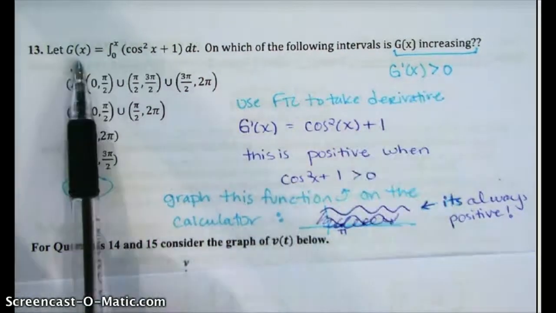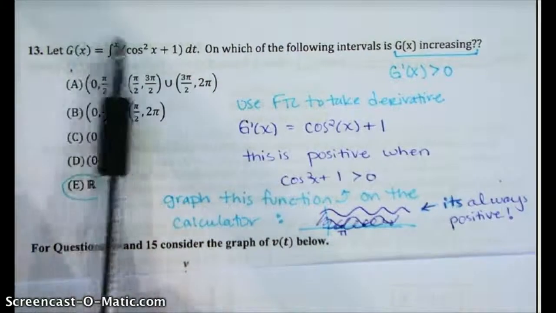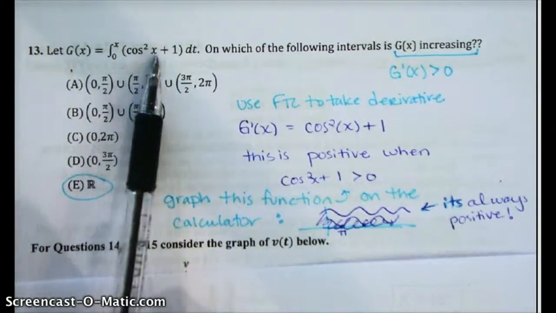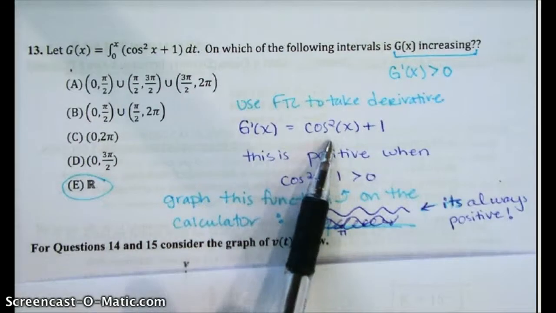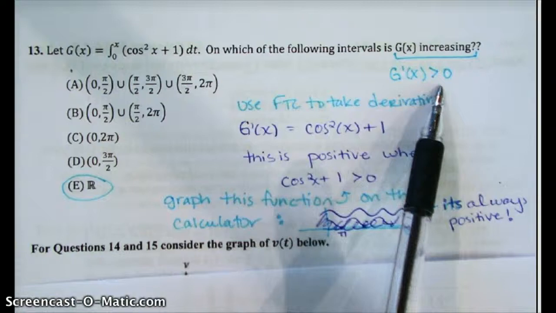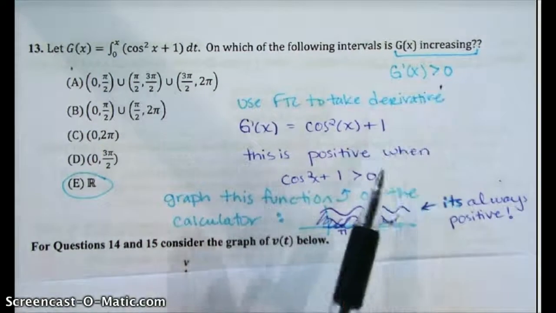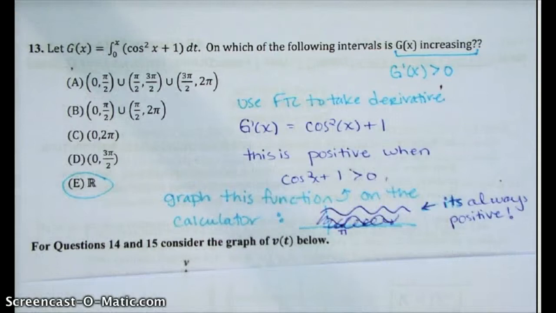Luckily, the fundamental theorem of calculus makes that really easy. The first derivative of a function defined as the integral of another function is just that other function. So cosine squared of x plus 1, that's the derivative. And if we want that derivative to be positive, we could think about it graphically as being above the axis, or we could solve it algebraically. I think if you have a calculator, the easiest kind of first step is to graph it.